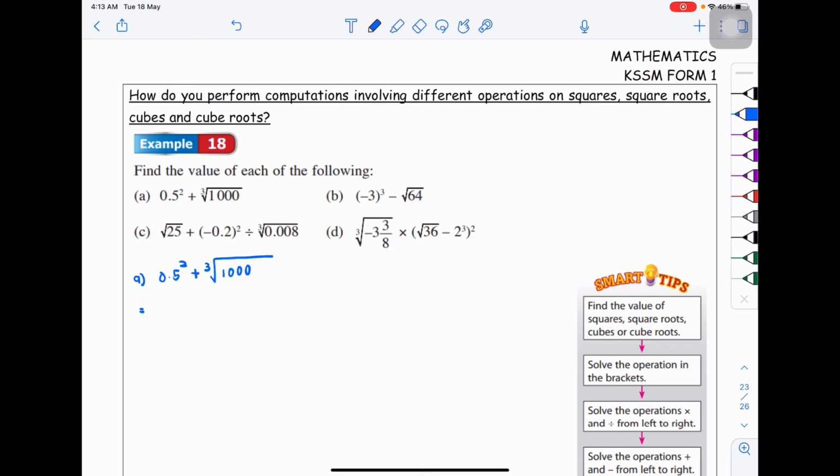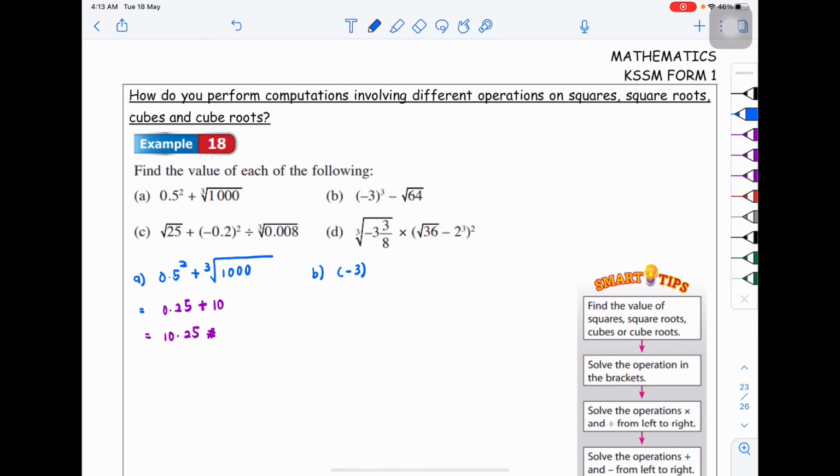So 0.5 square will give us 0.25, plus cube root of 1000, which is actually 10. So 0.25 plus 10 is 10.25. So that's for part A. Next, we go to part B.